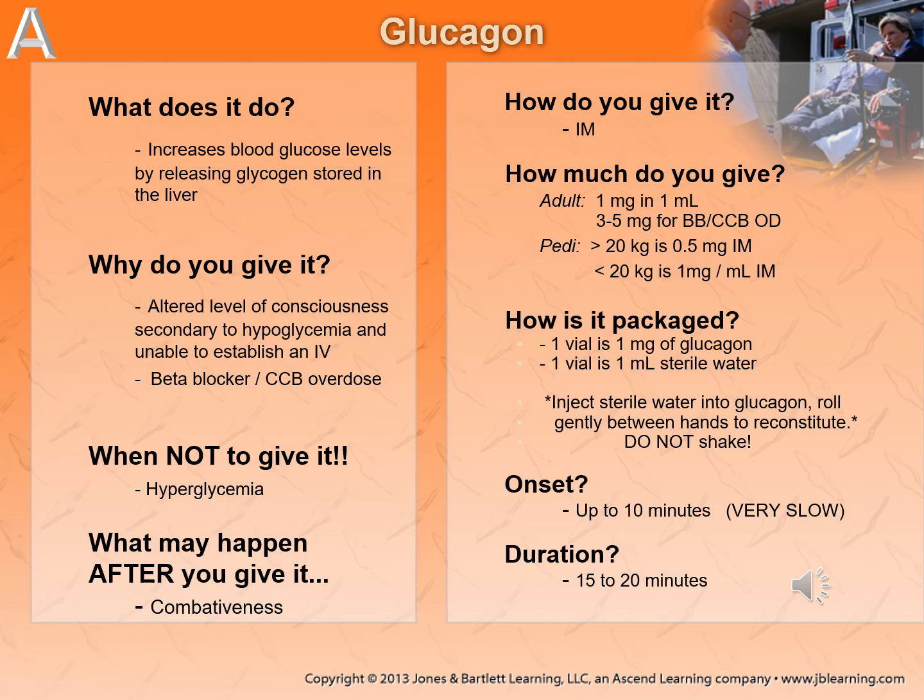After you give it and they come around, they might become combative. This medication, regardless if it's for hypoglycemia or for the beta blocker, calcium channel blocker overdose, you go ahead and give it IM. The way it's packaged usually comes in a small plastic kit. You have 1 milligram of the glucagon medication as well as a 1 ml syringe of sterile water. You take this syringe, put it into the 1 milligram of the glucagon in the vial. It's a powder. You then roll it gently between your fingers. Don't shake it. And then you give it to them IM. Onset's up to 5 minutes. Up to 5 to 10 minutes is very slow, and the duration is 15 to 20 minutes.